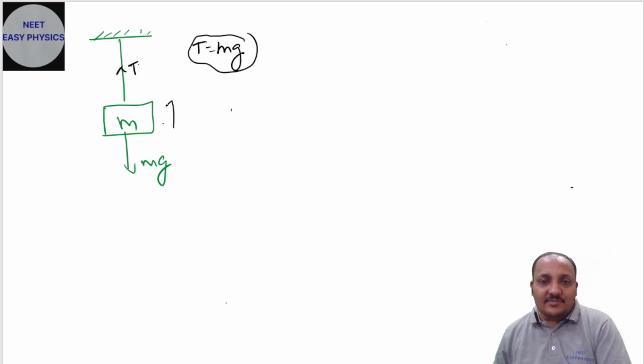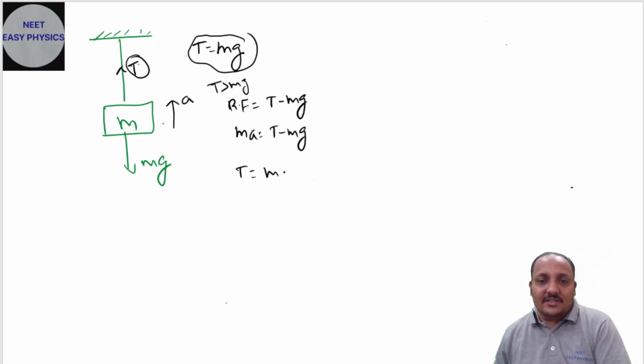Now this object is moving upwards with acceleration a. Then what is the tensional force developed in this string? The resultant force: which is more? If it is moving upwards, T is greater than mg. Therefore, the resultant force is T minus mg. So ma equals T minus mg. Then T equals mg plus ma.